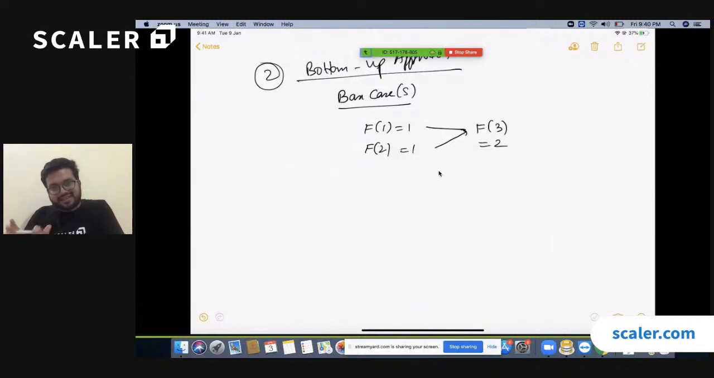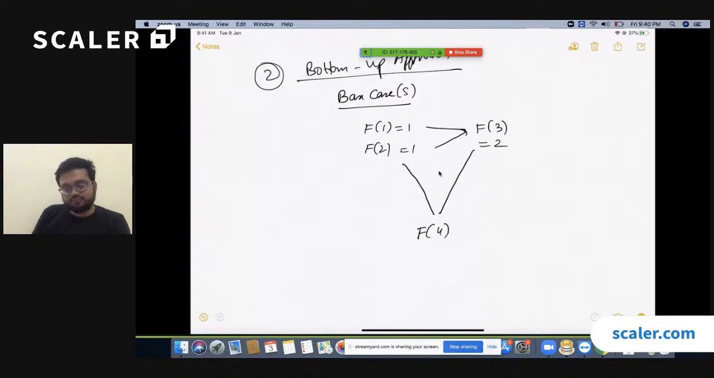You start with the base cases and you keep on constructing your solution. Now you have the answer to f of 1, f of 2, and f of 3. Which state can you compute using this information? So my suggestion would be that you can now use the answer to f of 2 and f of 3, and you can compute the answer of f of 4. Does that make sense? It would just be the sum of them, which would be equal to 3.